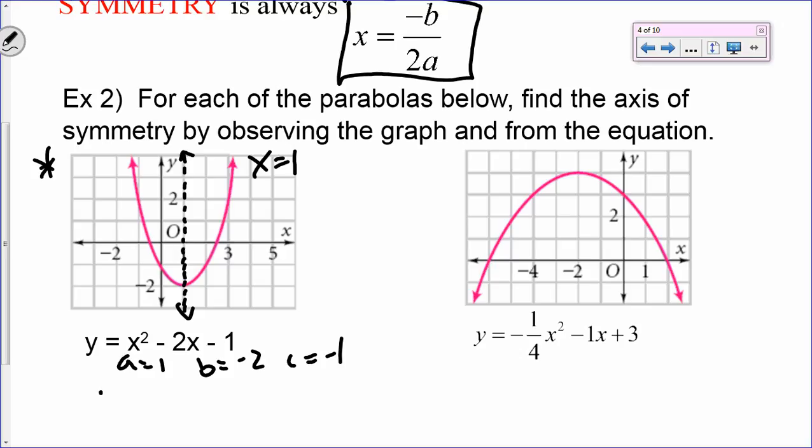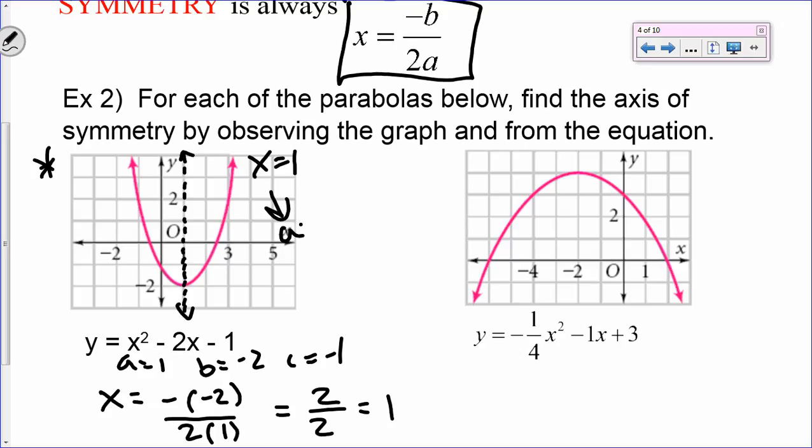We should get used to identifying those pieces. Well, let's now use the formula. Let's use x equals negative, instead of b, -2. Plug in -2 for b, over 2 times a, which is 1. So -(-2) is +2, over 2 times 1 is 2. So we got x equals 1. Okay, look, that's what we observed. So that is accurate. x equals 1 in this case is the axis of symmetry.